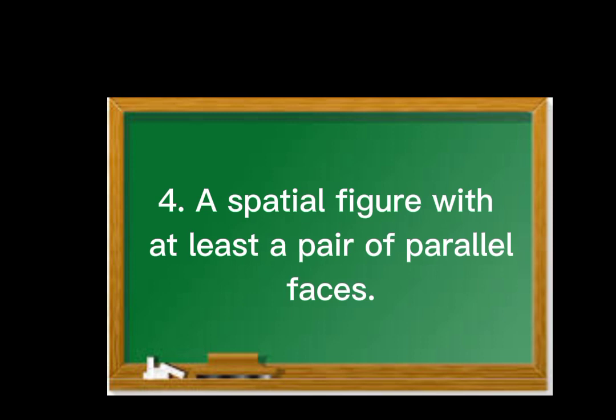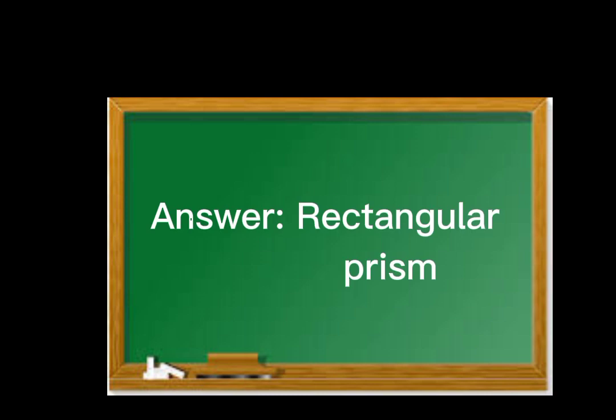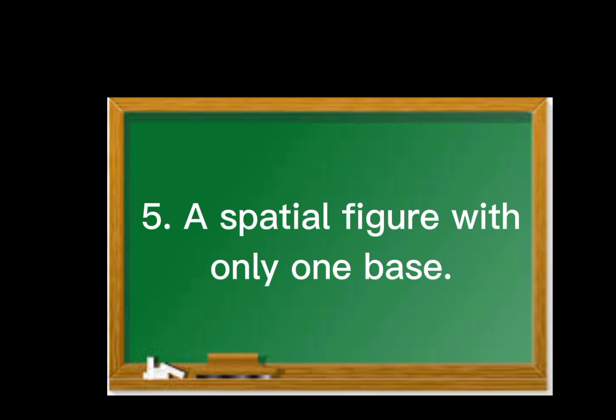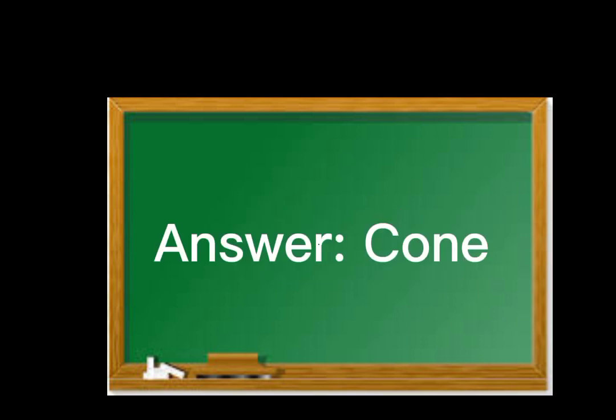Number 4. A spatial figure with at least a pair of parallel faces. Answer: rectangular prism. And number 5. A spatial figure with only 1 base. Answer: cone. Congratulations, children, for getting all the answers right.